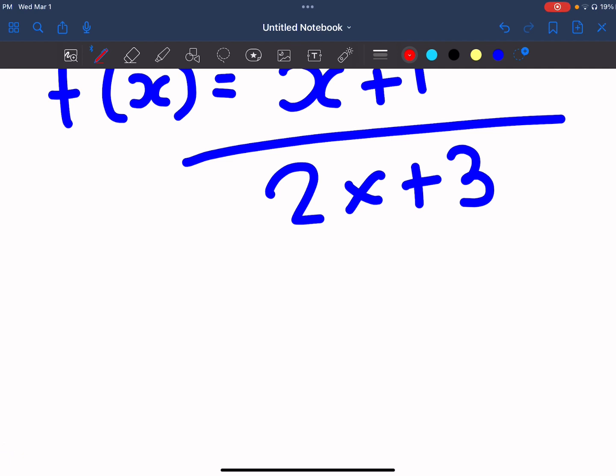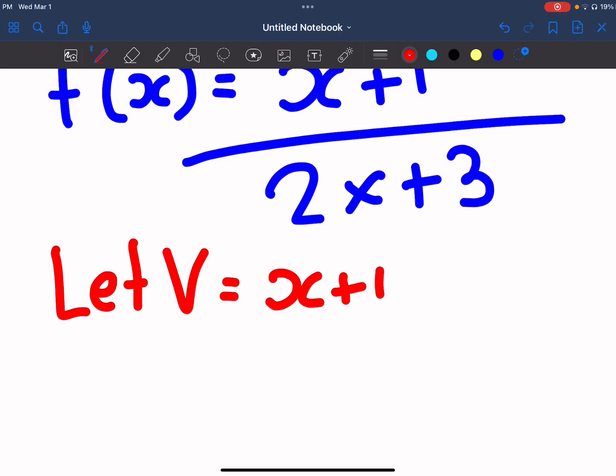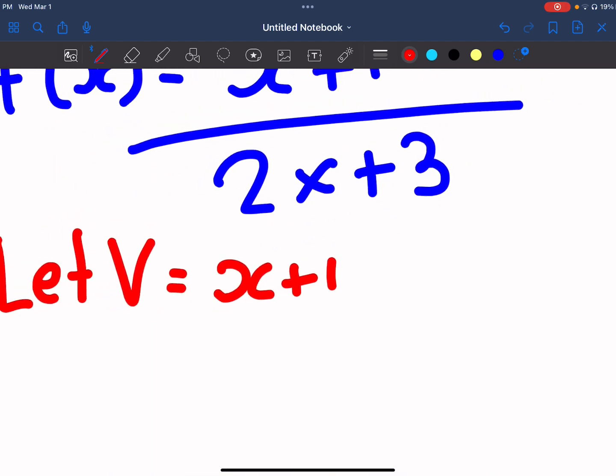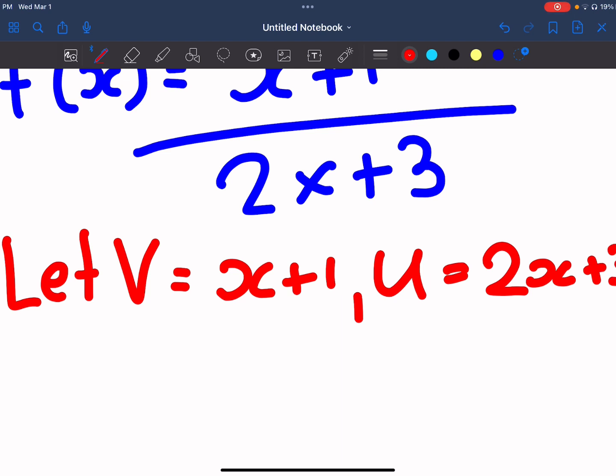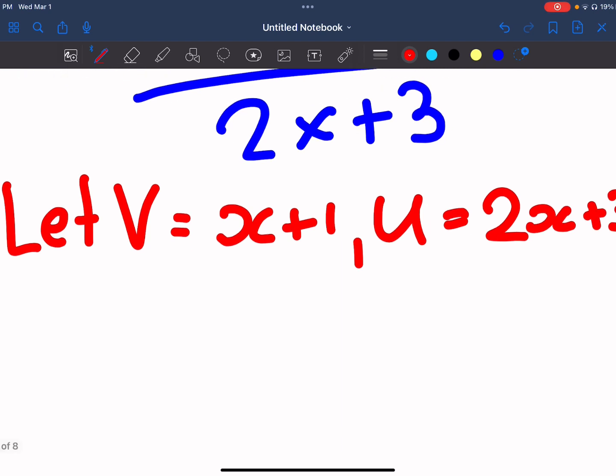We'll first let v equal something and let u equal something. So we'll say let v equal x plus 1, since we want the numerator to be differentiated first. And then we'll say u is equal to 2x plus 3. Okay? So, good.